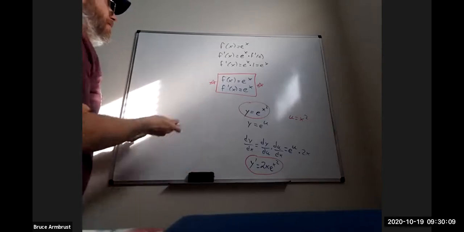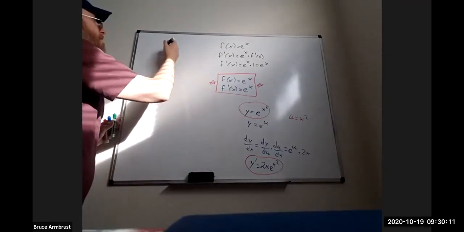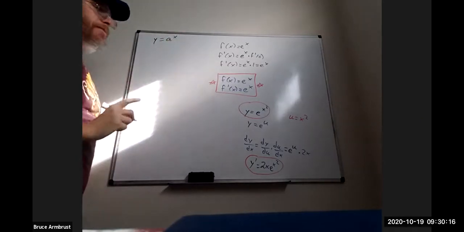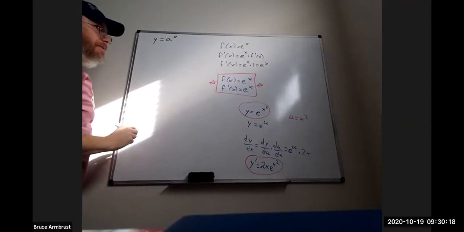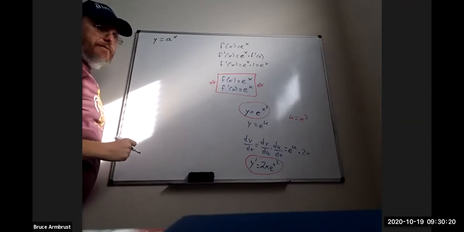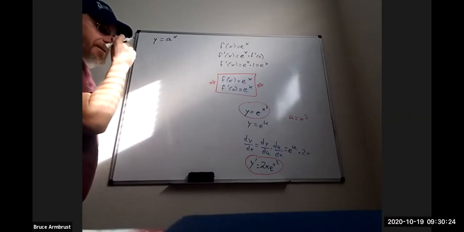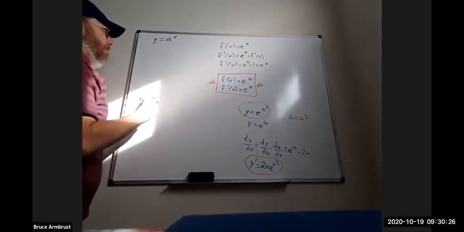Well, it turns out that we can use e to the x to find them. So let's go to a generic a to the x. Now, what I'm going to do is I'm going to turn this into an e. I'm going to turn this into an e in the following way.